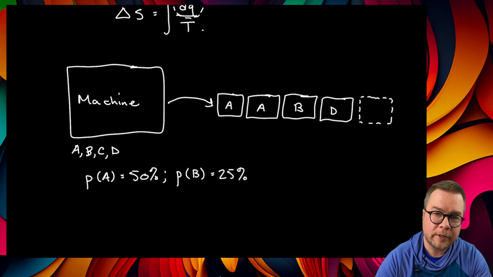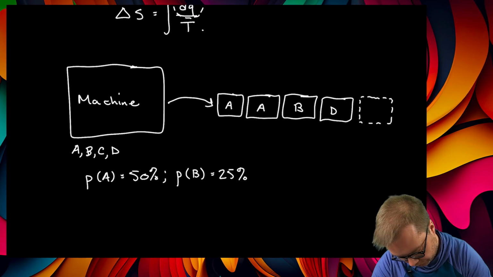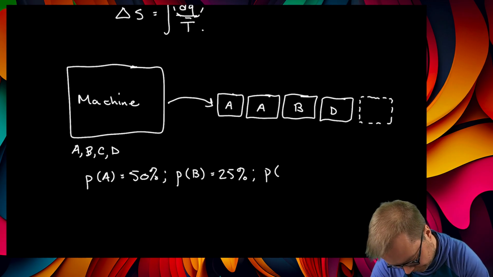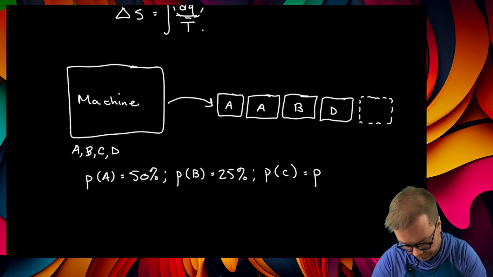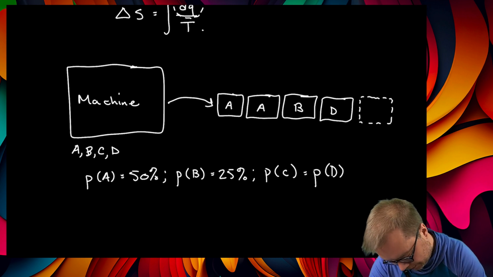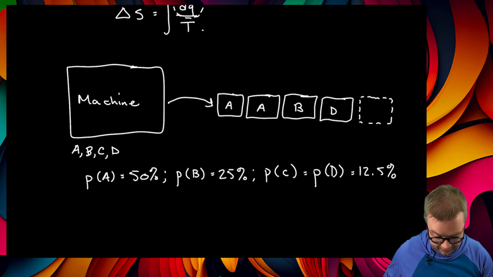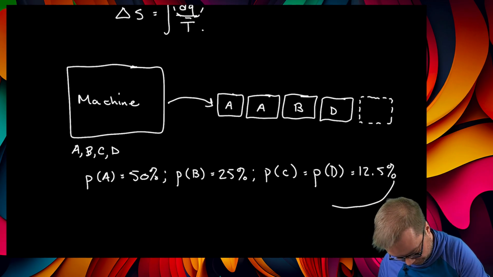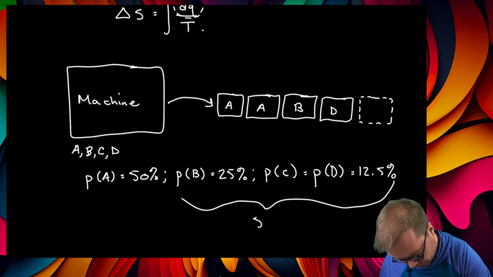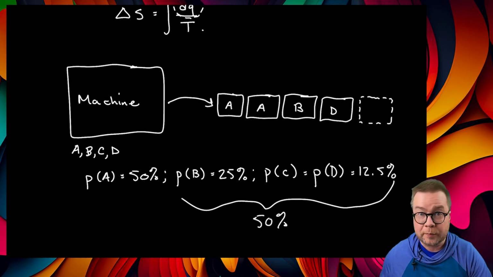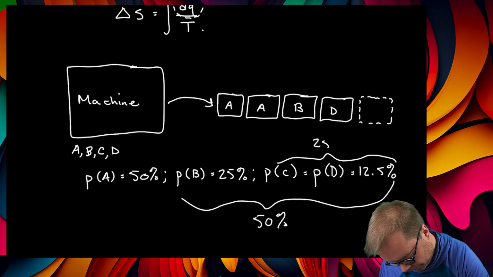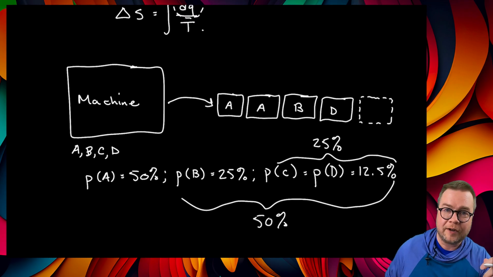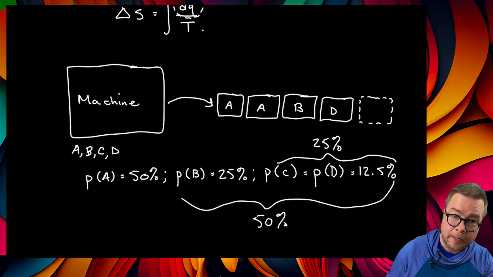And let's divide up the probabilities of the last two options. The probability of C occurring would be the same as the probability of D occurring, and let's say those are both 12.5% each. What you can see is that these possibilities here add up to a total of 50%, and then these two options here add up to a total of 25%. Now, is that important or not? Well, we'll see in a second.